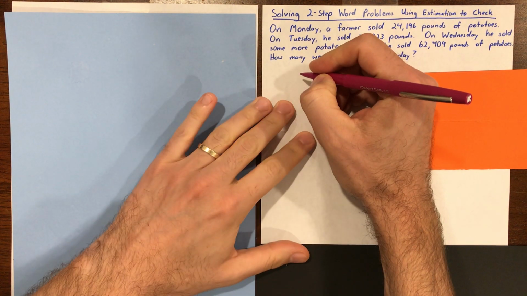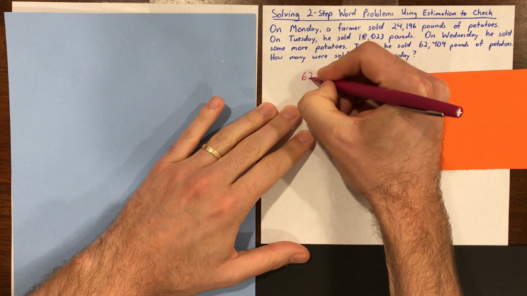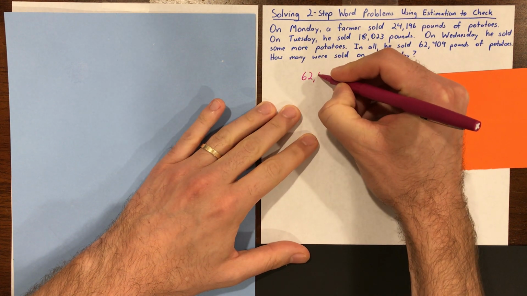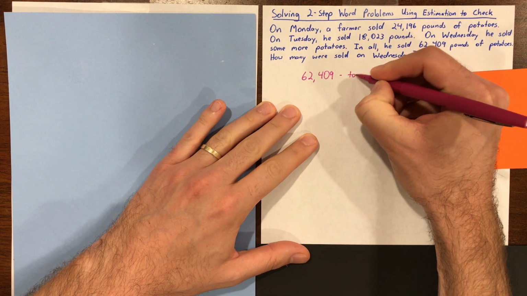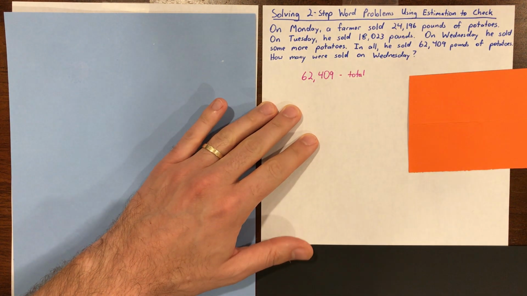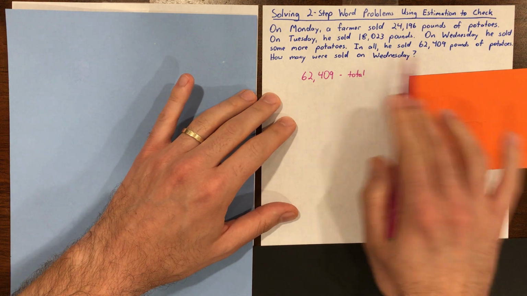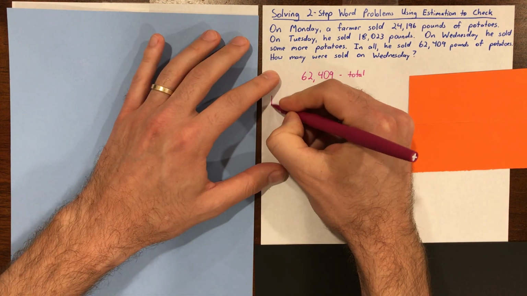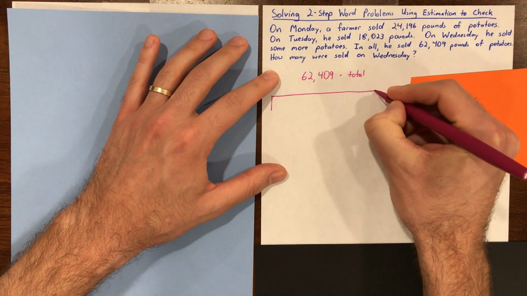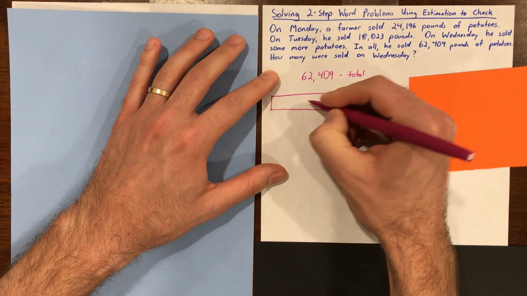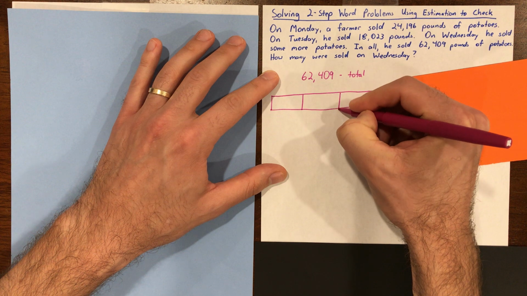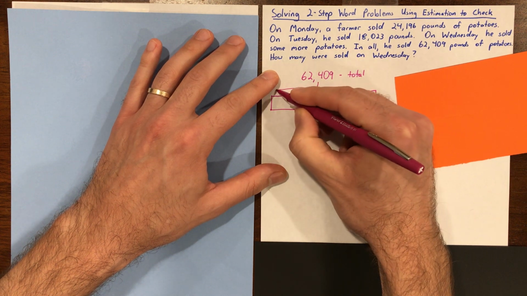Yeah, so it's got to show 62,409, right, is the total, because that was the total amount of potatoes in all that he sold. And then that amount, it's made up of three parts, right? We've got, so this is our total.